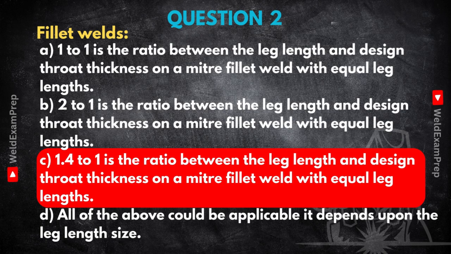Mathematically, the throat thickness works out to be the leg length times the sine or cosine of 45 degrees, which is about 0.707. So if you flip that around to find the leg length needed for a certain throat thickness, you divide by 0.707, which is the same as multiplying by roughly 1.414, hence the 1.4:1 ratio. For every 1 unit of throat, you need about 1.4 units of leg.